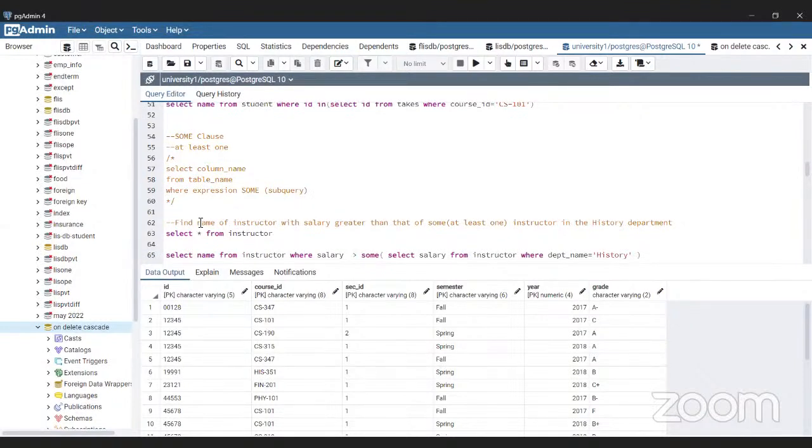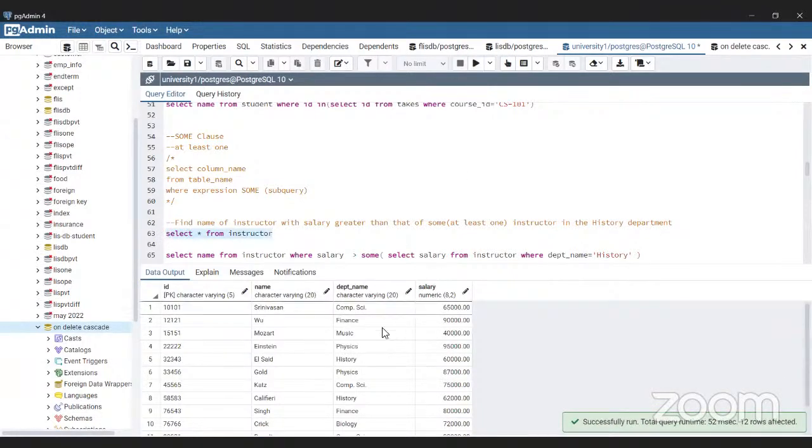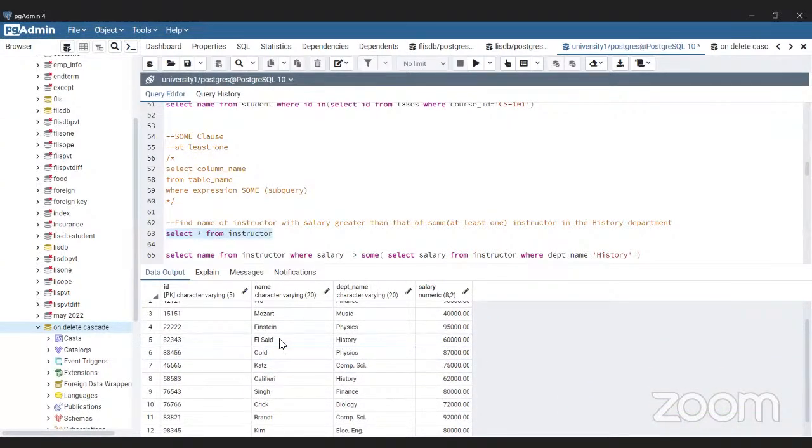Let's take one example. You will find the names of instructors with salary greater than some instructor in the history department. If you see the instructor table in the history department, you will see there are two instructors. You want to find the names of instructors who have a salary greater than at least one instructor's salary from the history department. If the salary is greater than either of these salaries, then it will print the name of the instructor.